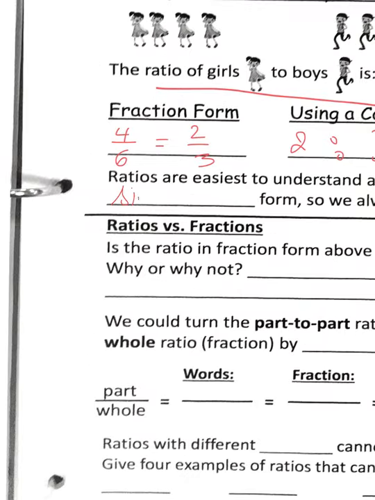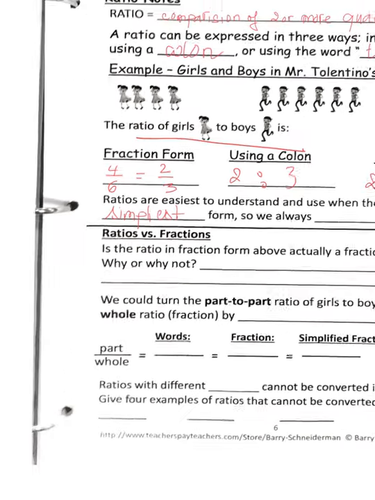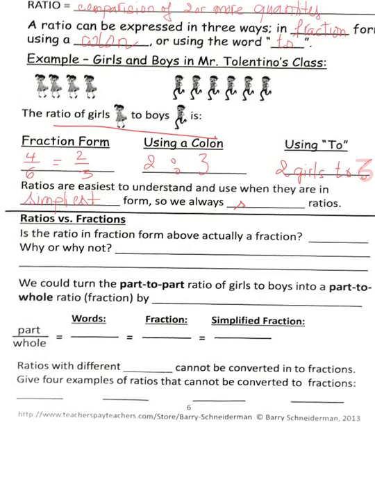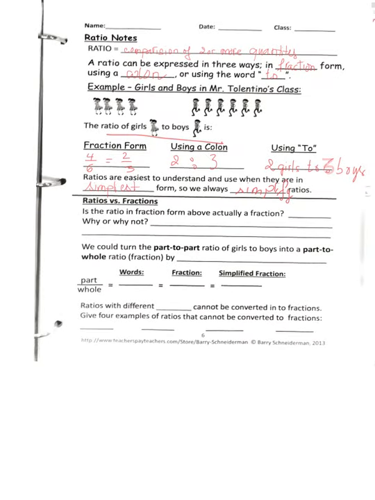Ratios are easier to understand and use when they are in simplest form. So we always have to show your work: simplest form, and reduce it. We always simplify your ratio or reduce your ratio.